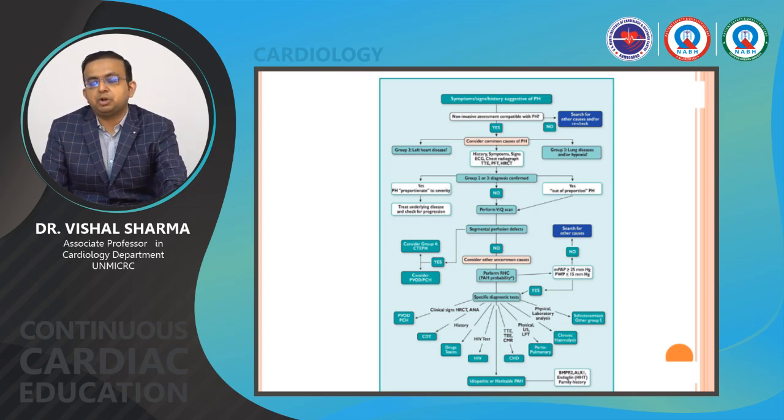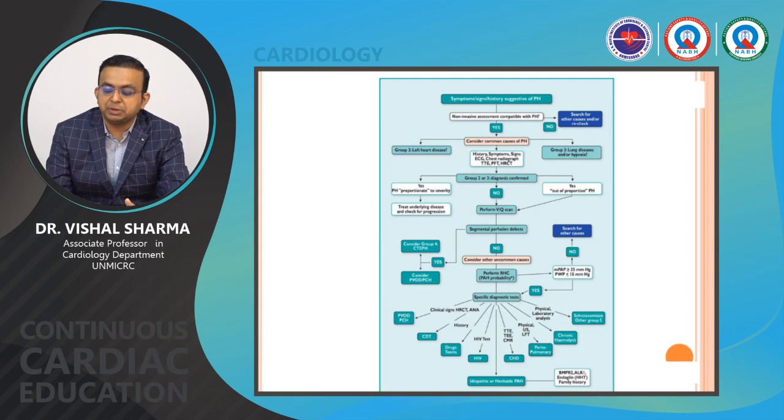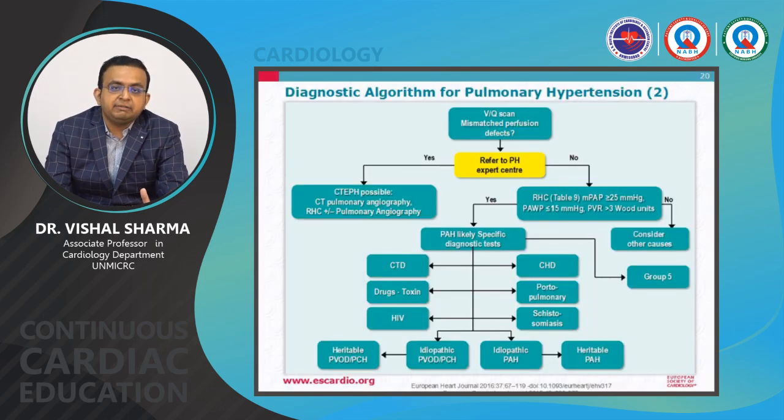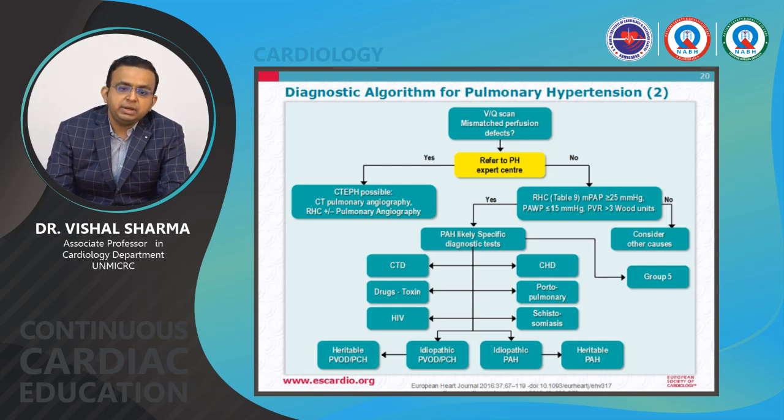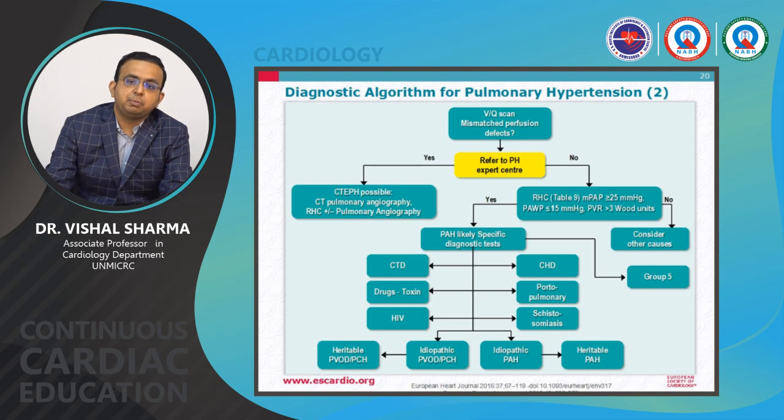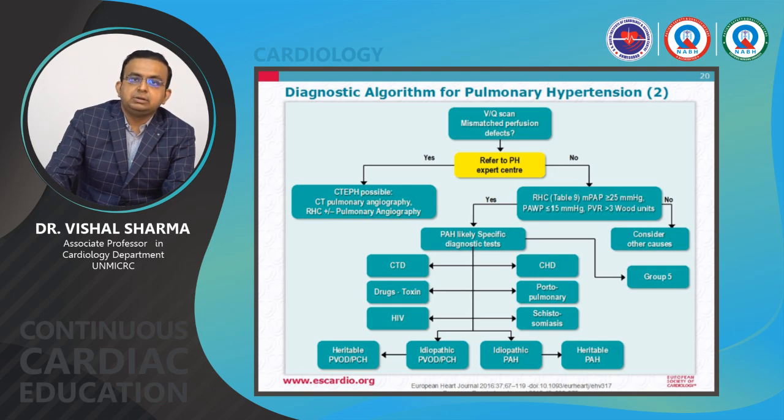If that also comes out to be normal, that is the point where you need to refer the patient to a PH expert center. We here in Western India are one of the PH expert centers, and most of the patients from the periphery and from different states are referred to this center for further management. So it is at this point that we come into play. Most of the tests are done, the echo is done, the CT is done, and the ventilation perfusion scan has also been done, and the cause is still not known.